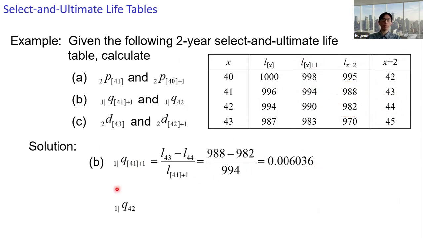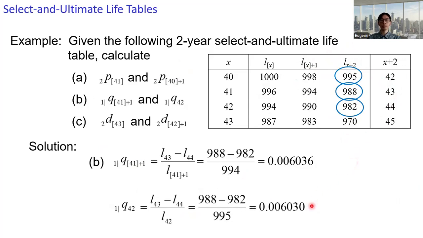The second part, 1|q_42, a life selected long ago. This is l_43 minus l_44 over l_42. All are the ultimate values, so the last column, the column that corresponds to l_x+2. We want the l's with ages 43 and 44 in the numerator, and then the denominator l_42. Upon calculation, we get the answer.